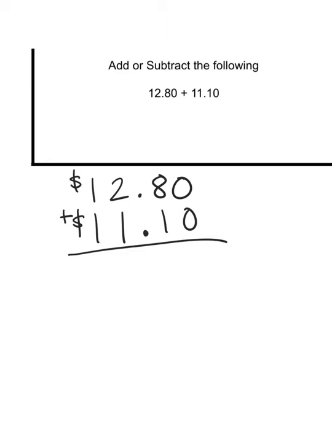So 0 plus 0 is 0, 8 plus 1 is 9, bring down your decimal point, 2 plus 1 is 3, and 1 plus 1 is 2. So that gives us 23 and 90/100, or you could also write it like this, 23 and 9/10. They have the same value. Now, since we don't have money signs in our actual problem, I'm going to erase them in my work just so I don't confuse you guys. There we go.